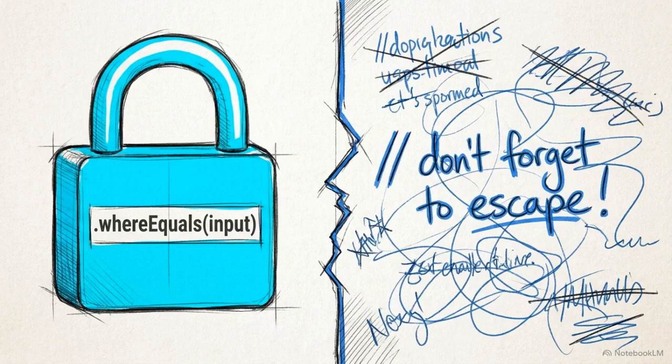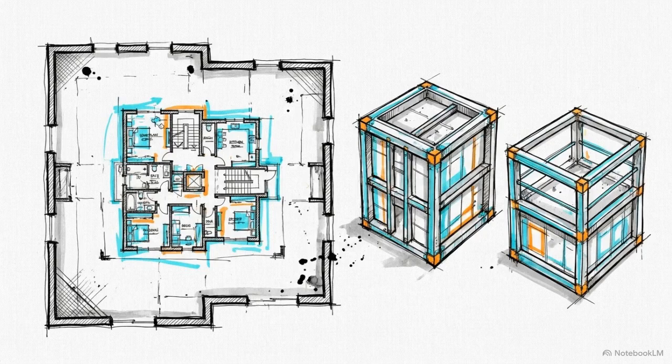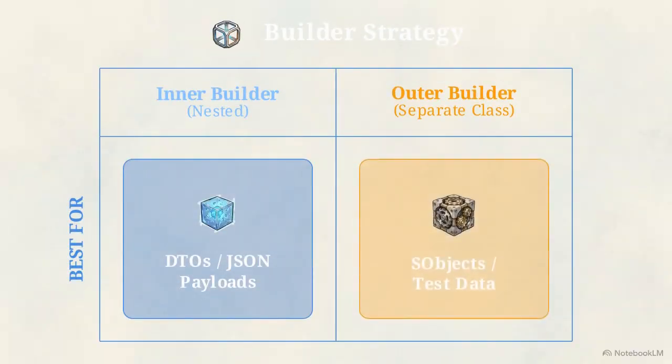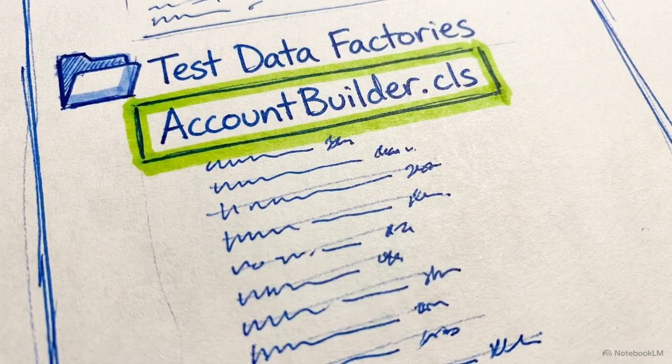As you deploy this pattern, you must choose between two structural configurations, inner and outer builders. This matrix breaks down the ideal use cases. An outer builder is a standalone class. Outer builders are mandatory when working with S-objects, and they make finding and mocking your test data factories easier.